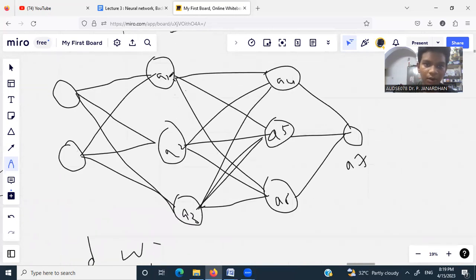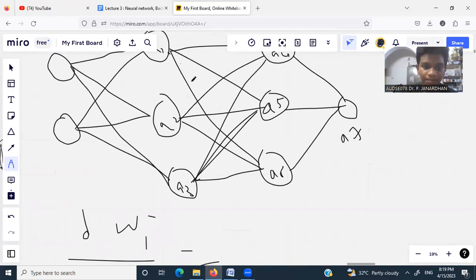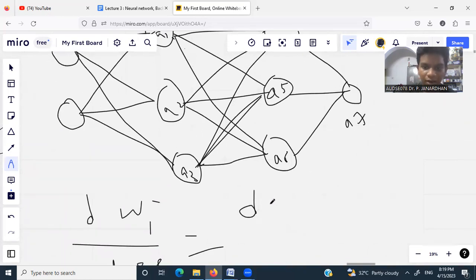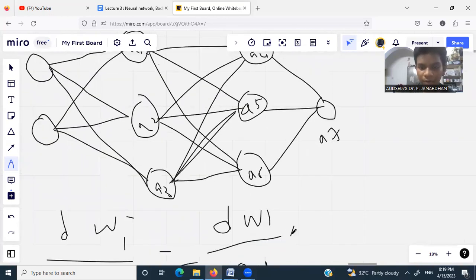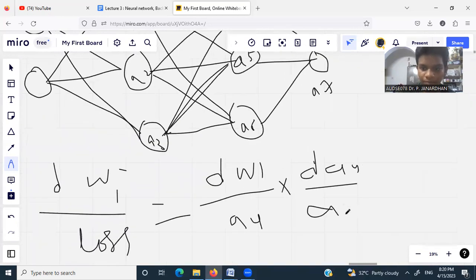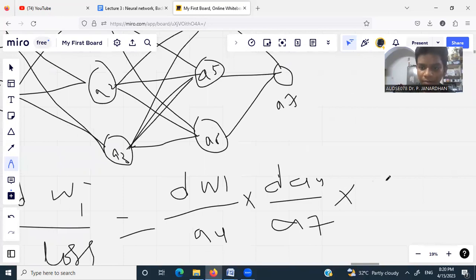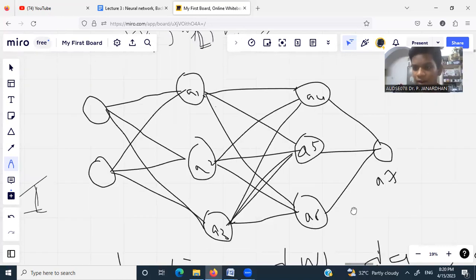To update the W1 of A1, first we'll calculate the derivative of A4 with respect to W1, to see how W1 affects A4. Then we'll multiply that by the derivative of A7 with respect to A4, and then multiply that by the derivative of the loss function with respect to A7. So we just calculated this path here.